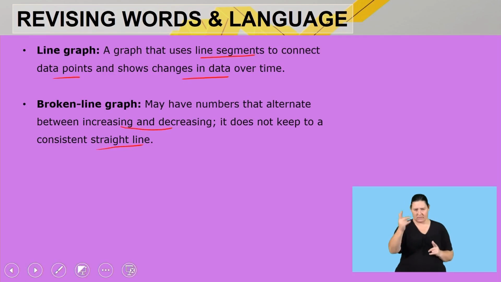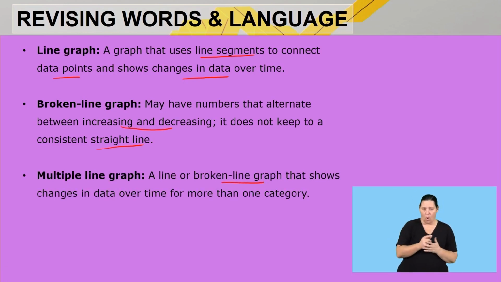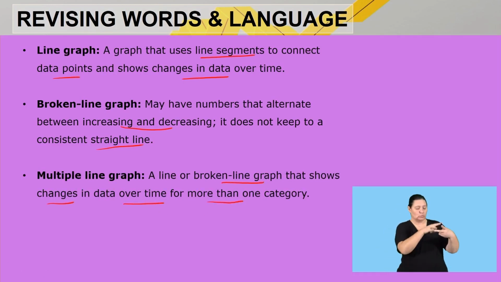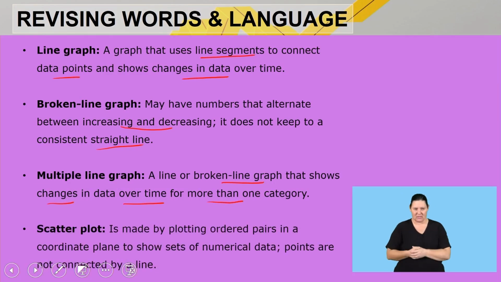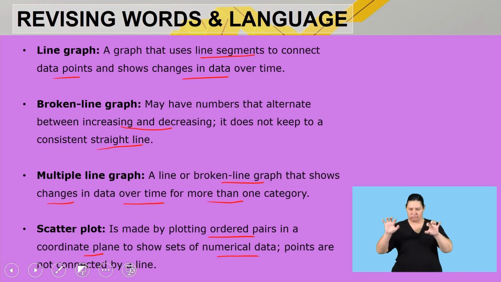What else is important, taken from today's lesson, is multiple line graphs. It can be a line or broken line graph that shows changes in data over time, but this time for more than one category. Look at the difference between a line and multiple line graphs. In this case, it's more than one category. Then scatter plot. A scatter plot is made by plotting ordered number pairs in a coordinate plane to show sets of numerical data points that are not connected by a line. Okay, that is a scatter plot.